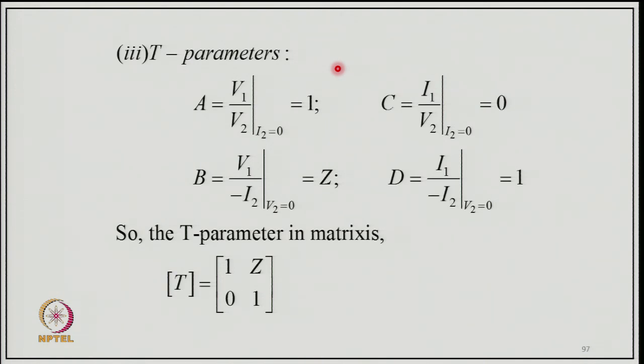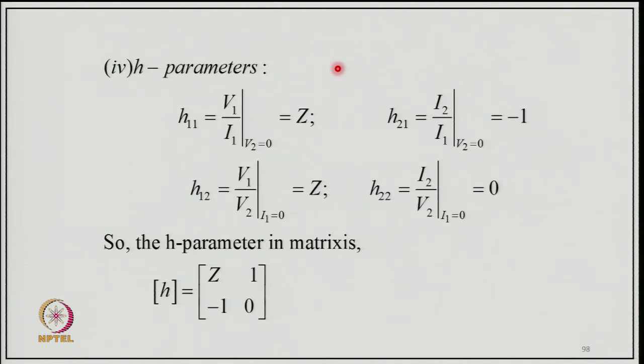And the T parameters: A equals V2 upon V1 with I2 equal to 0, that is 1; C equals I1 upon V2 with I2 equal to 0, that is 0; B equals V1 upon minus I2 with V2 equal to 0, that is Z; and D equals I1 divided by minus I2 with V2 equal to 0, that is 1. So, the T parameters here become [1, Z; 0, 1].